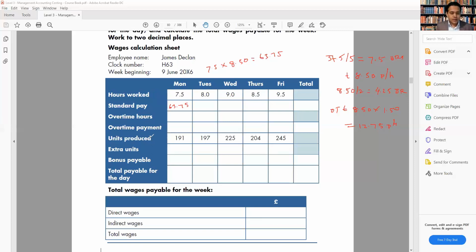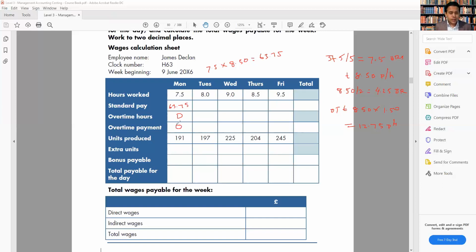Overtime hours. Do we have any overtime hours on Monday? Because he is supposed to work 7.5 and he works 7.5. There are no overtime hours. So we said it is 0. Overtime payment. If there are no overtime hours, he will not get any overtime payment. So that will also be 0.